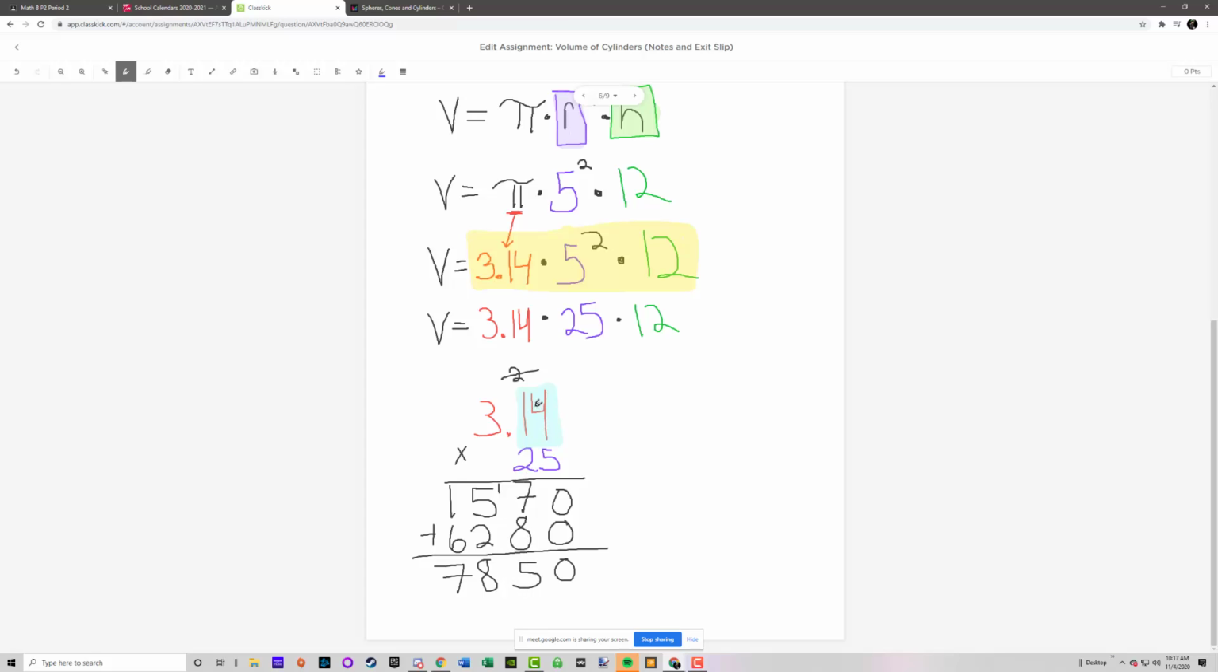So we have 2 numbers in our problem behind a decimal. That means we need 2 numbers in our final answer behind our decimal. Okay, so we just multiplied those together. And now we just need to multiply this by 12. Okay, so 78.50. And we'll bring down the 12. And once we're done doing this, we're done with the whole problem.